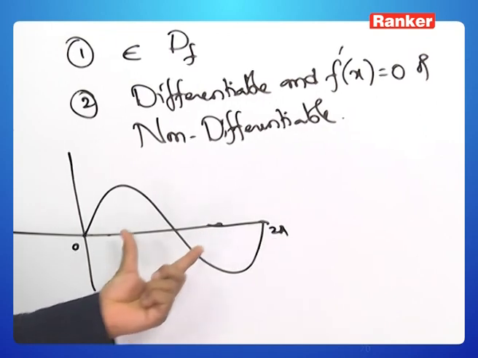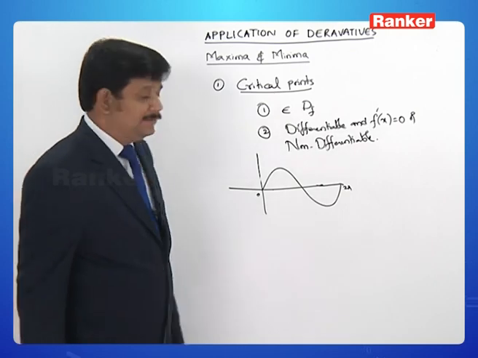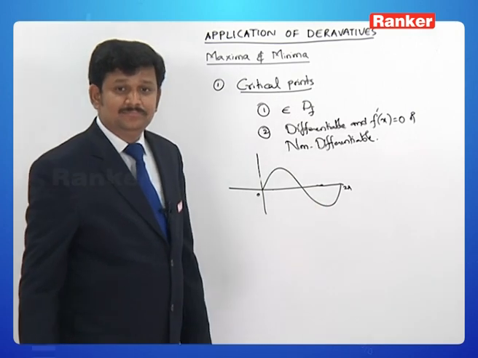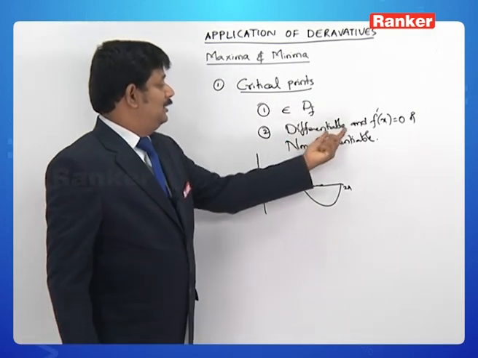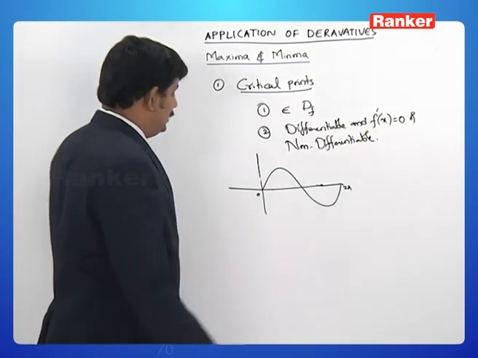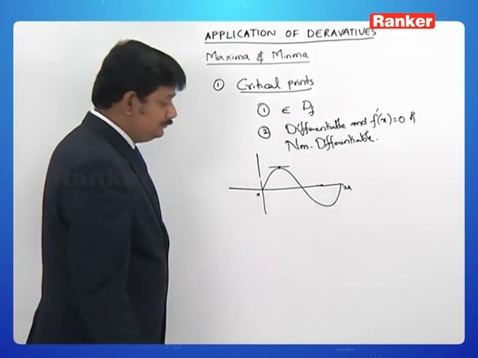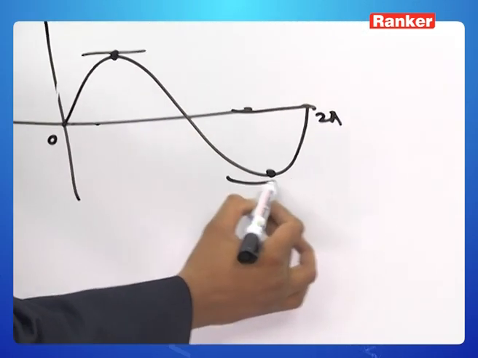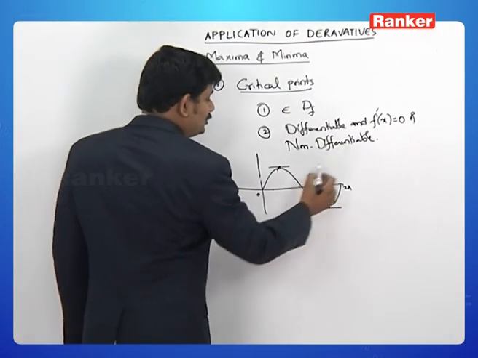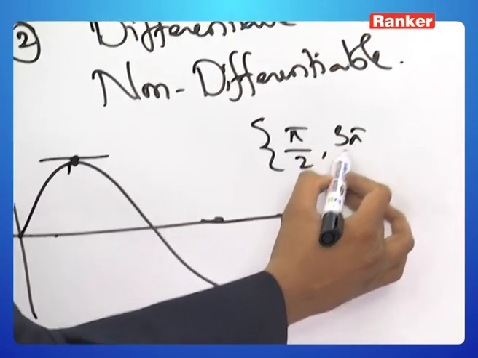Y equal to sin x, we know, is a differentiable function. Y equal to sin x is differentiable on R. So, we will not get any case of non-differentiability on this graph. The only hunt should be for critical points where the derivative is 0. Where is the derivative 0? The slope of the tangent is 0 at x equal to pi by 2, and it is also 0 at x equal to 3 pi by 2. So, there are only two critical points from 0 to 2 pi for the function y equal to sin x: pi by 2 and 3 pi by 2.